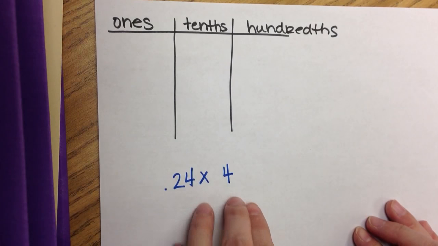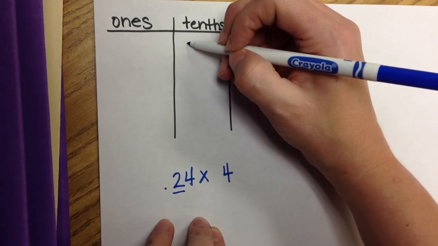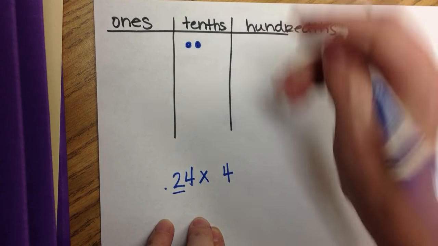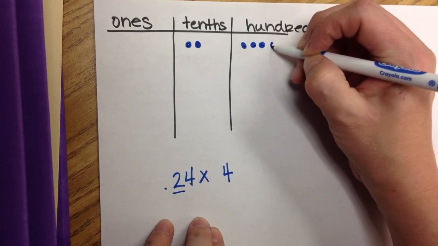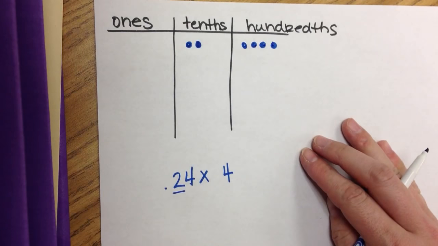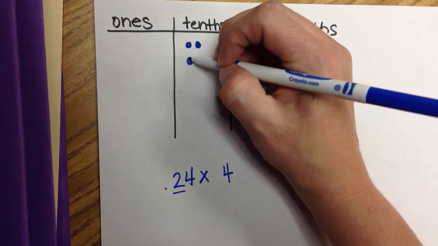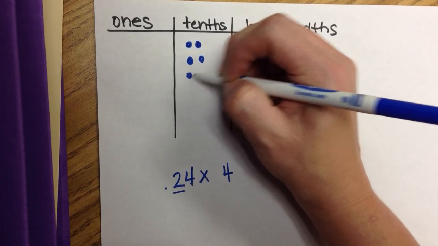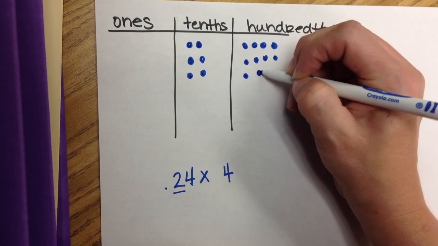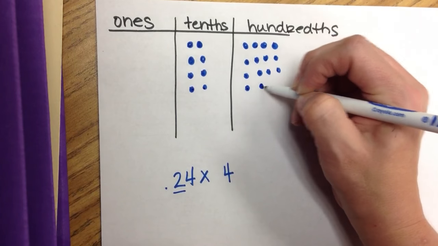So I'm going to show you 4 groups of 24 hundredths. Well, 24 hundredths, there are 2 tenths, so I'm going to put 2 tenths, and there are 4 hundredths. So 1, 2, 3, 4. So that represents one group of 24 hundredths because there are 2 tenths and 4 hundredths. I'm going to do the same thing, and I'm showing you my 4 groups of 24 hundredths.